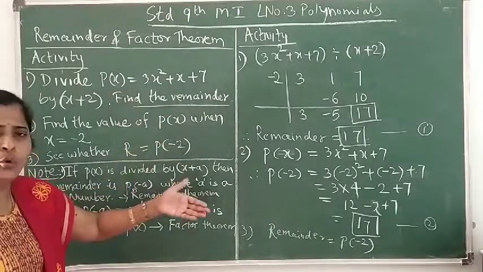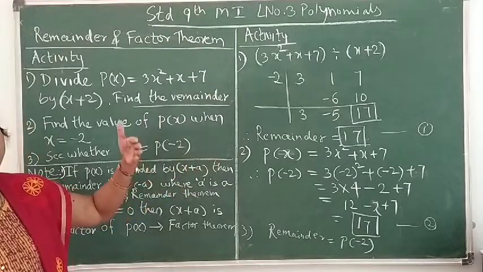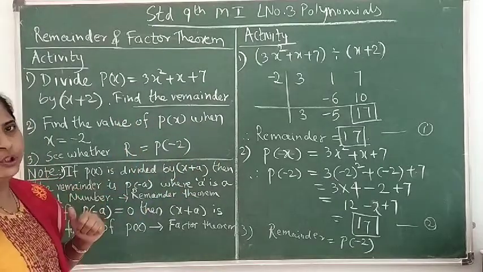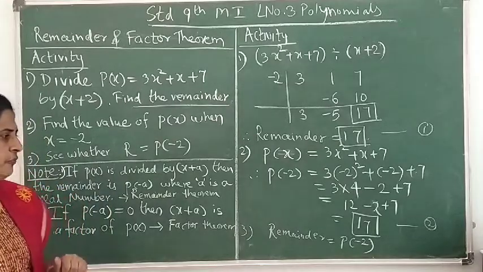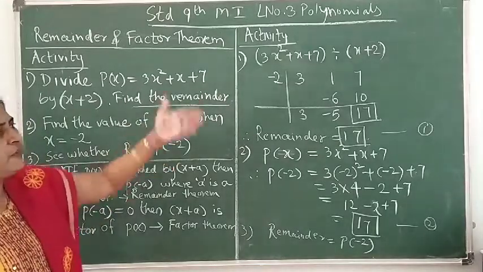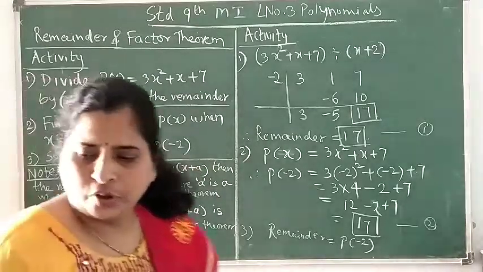So what we come to know is that we can verify the same thing with the help of any one more polynomial divided by any other divisor also. If we do that and if we find this, then we can come to the conclusion which I have written here for you, this one.